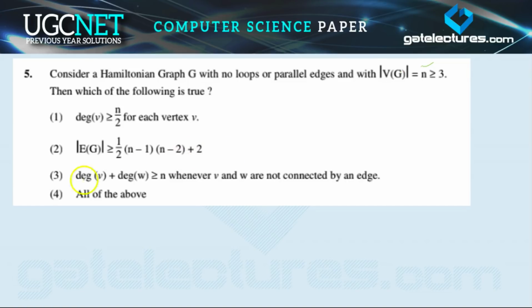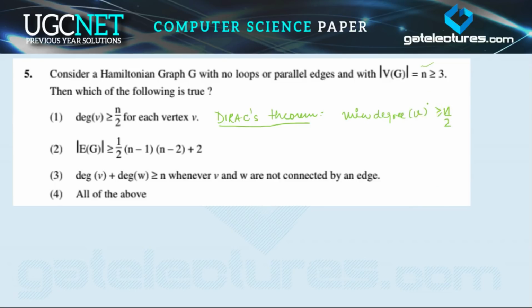So for that, if in any graph the degree of the vertex is greater than or equal to n by 2 for each vertex v, first thing I want to tell you is that these are sufficient conditions, and this condition's name is Dirac's theorem. So according to Dirac's theorem, it states that the minimum degree of any vertex should be greater than or equal to n by 2.